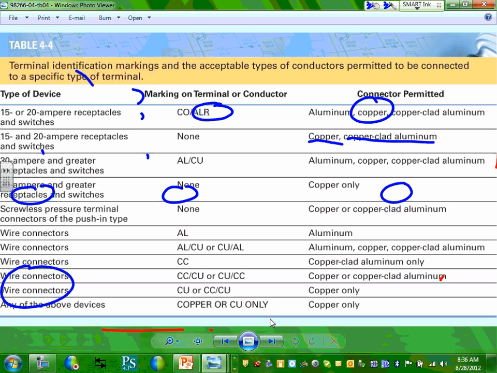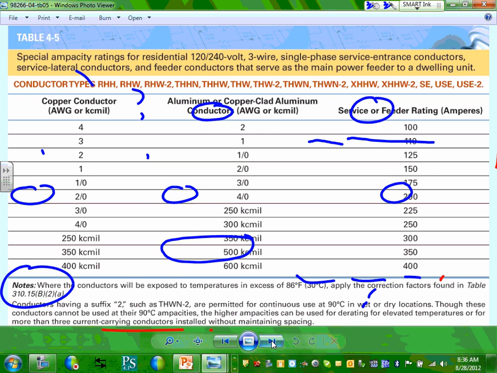So just keep an eye on these wire nuts. For example, here are wire connectors. It says CC/CU or CU, so this is for copper-clad aluminum only, copper only. Can you guys see all these copper only? So in order to have a wire nut that can take aluminum, you almost have to have the AL in order to do a wire nut that can take copper or aluminum. Any comments, any questions? Typically, branch circuits in residential, we're all using copper. So this is a nice table that you can use.